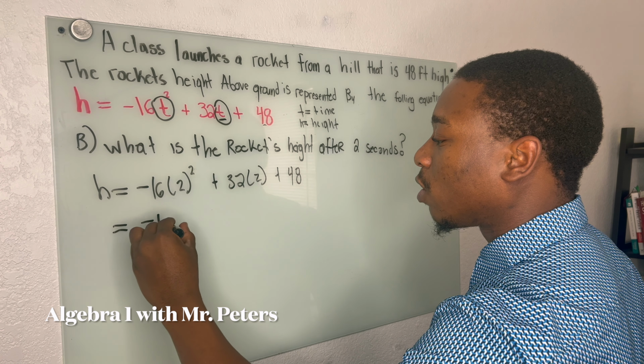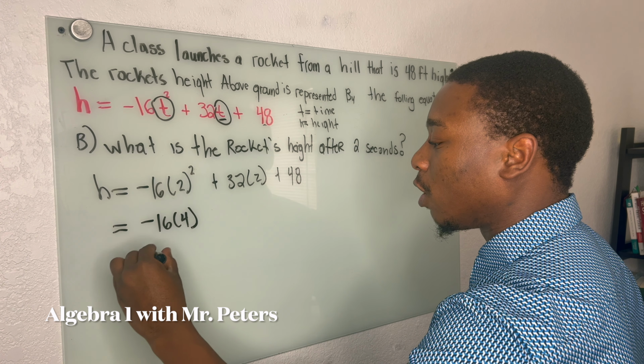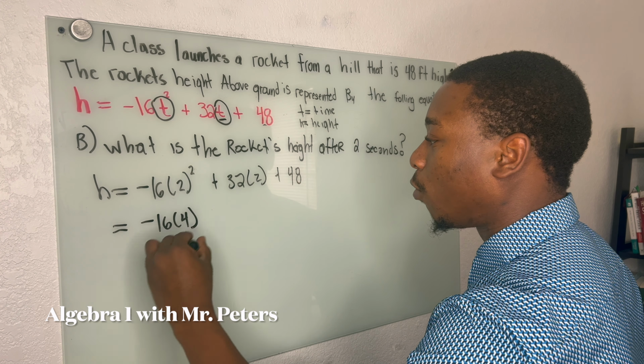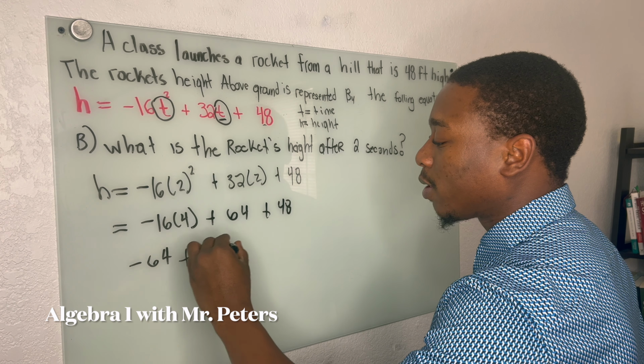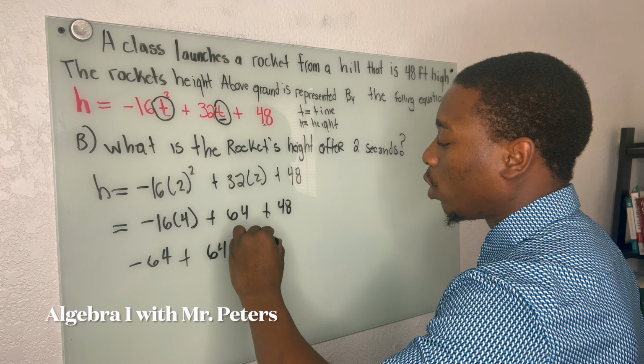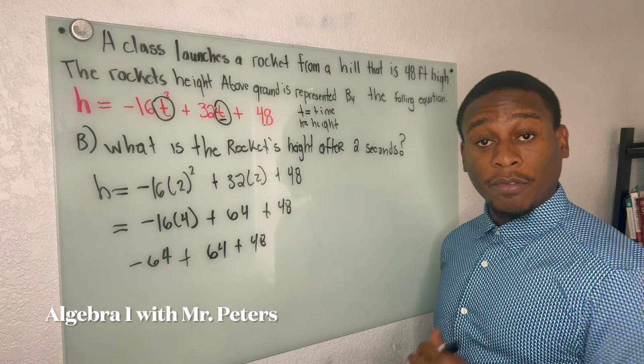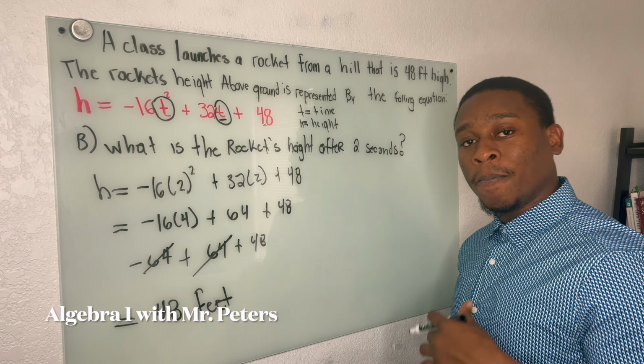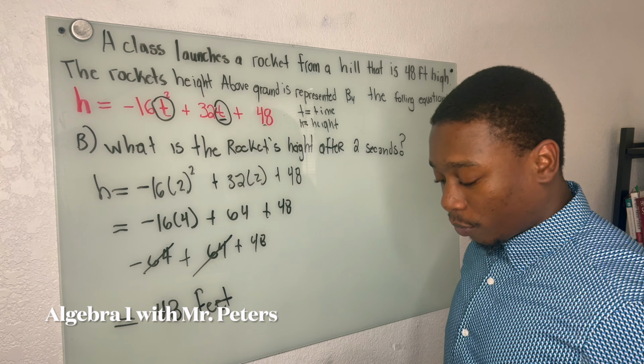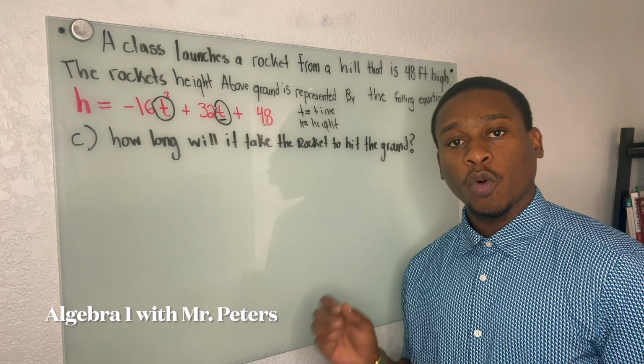So now we're going to have negative 16 times positive 4. This is going to give us negative 64 plus 64, bring down the 48. Once we simplify, we're going to add from left to right. So negative 64 plus 64, those are going to cancel. And we know after 2 seconds, the rocket is going to be at 48 feet. That is going to be its height above the ground.